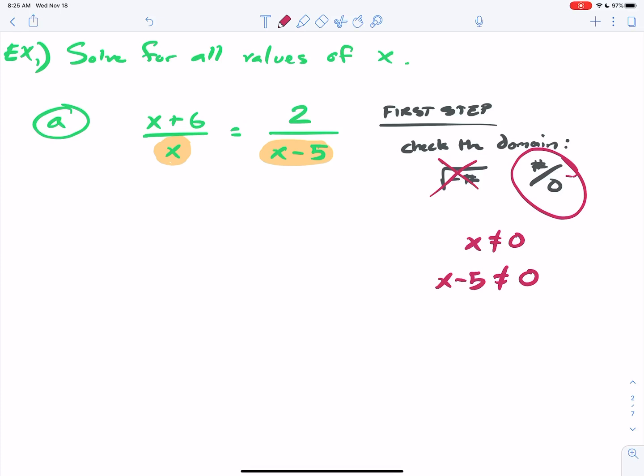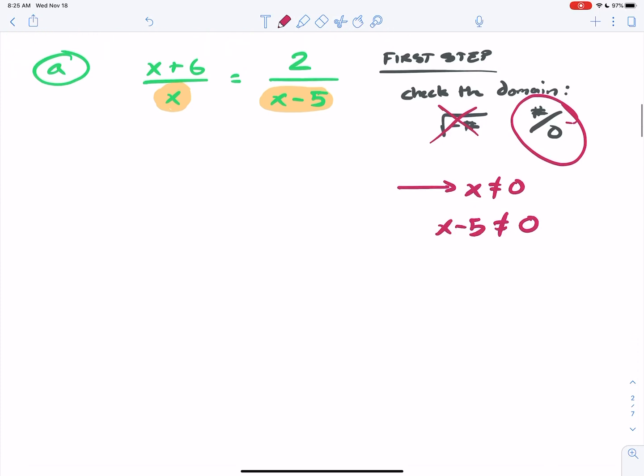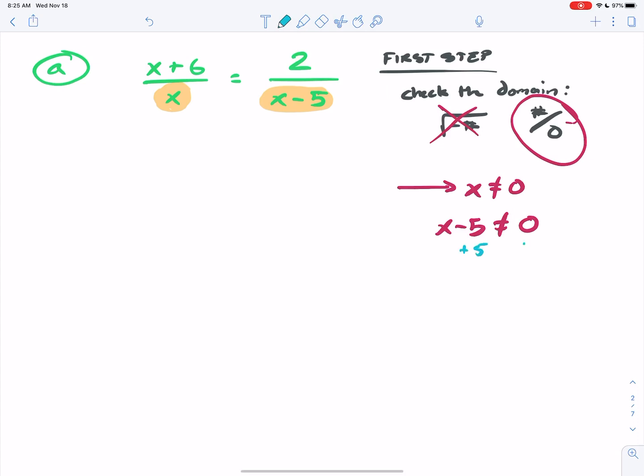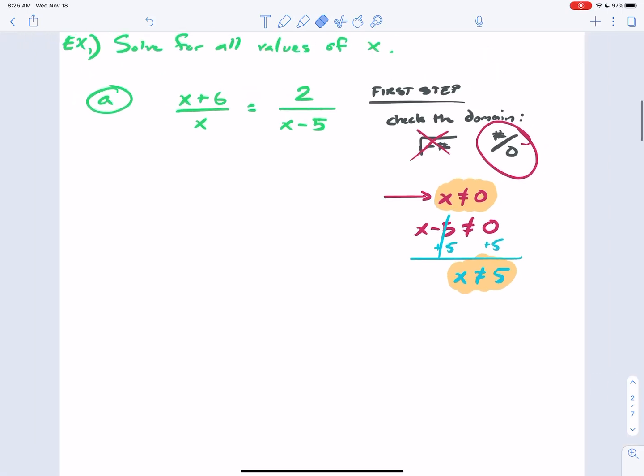Now, this one here is already solved because x is by itself, but this one down here, you have to solve a little bit. So we're going to do the opposite: add 5 to both sides. This tells me that x cannot be equal to 5 and cannot be equal to 0. So in the case that we do run into 0 or 5, we know that answer is no good. Okay, so that's the very first step, and then we get to the solving.